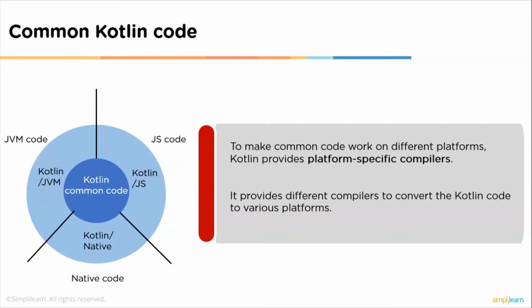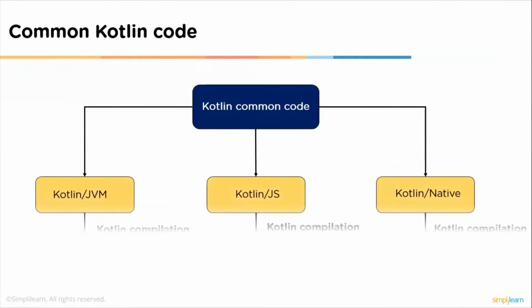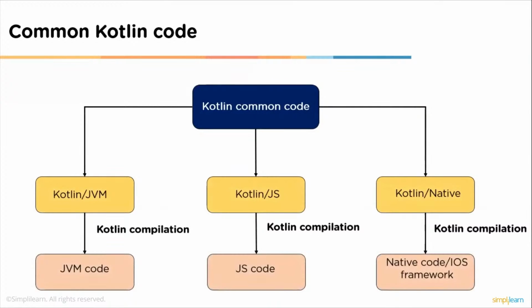Each platform-specific version includes various platforms. For example, JVM includes Java 8, Java 6, and Android. Then the JavaScript includes browser and Node. The native includes iOS, Mac, Windows, Linux, etc.